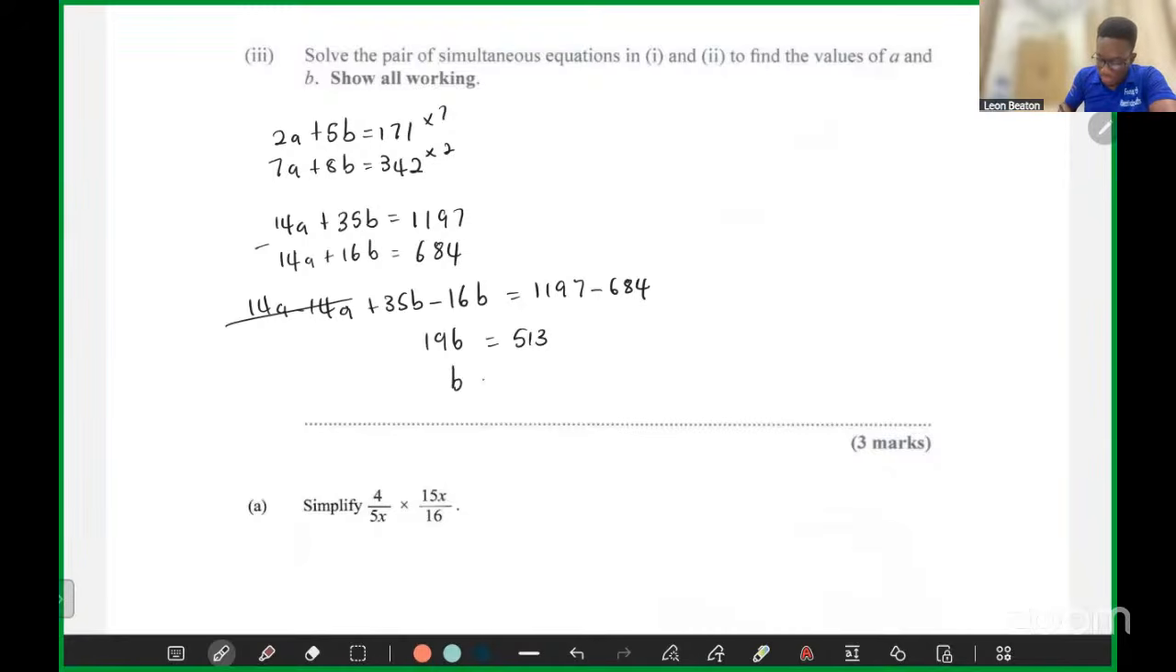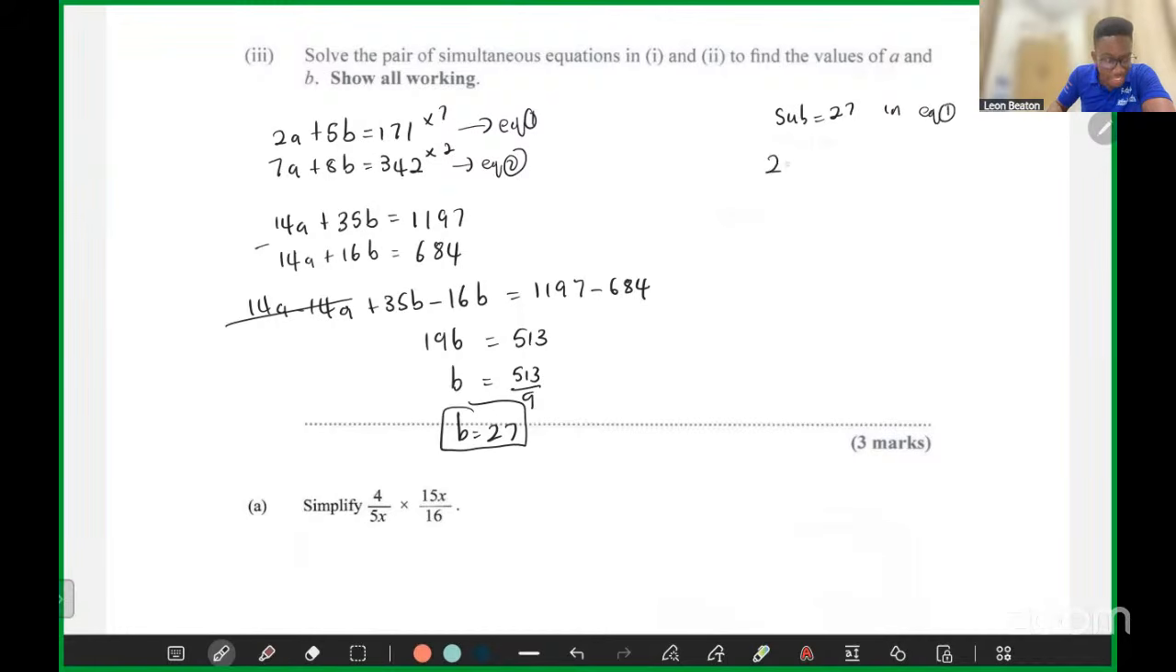And B would be equal to 513, the 19 is multiplying, take it over, divide. So 513 divided by 19. B would be equal to 27. So the value of B is 27. And then we can use that value of B to find A. We can use either equation 1 or equation 2, it doesn't matter. So we'll substitute B equals 27 in, let's use equation 1 since that's easier.